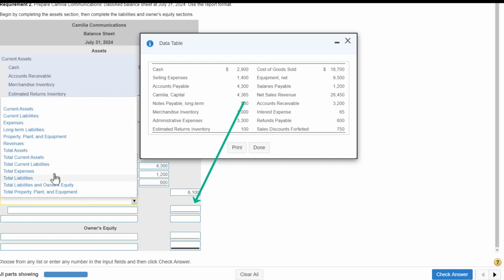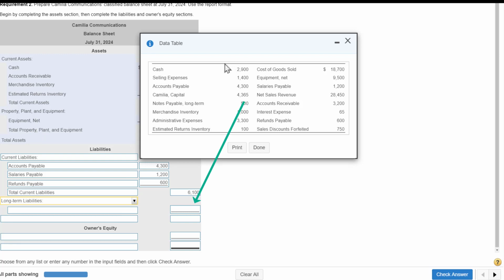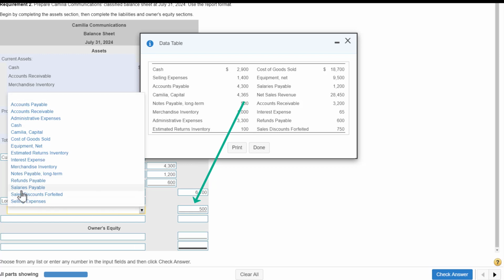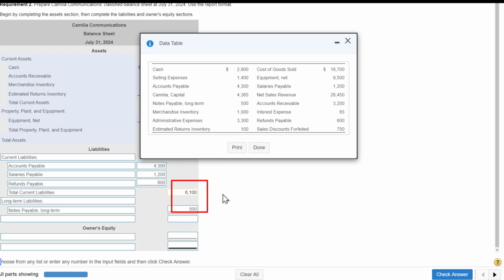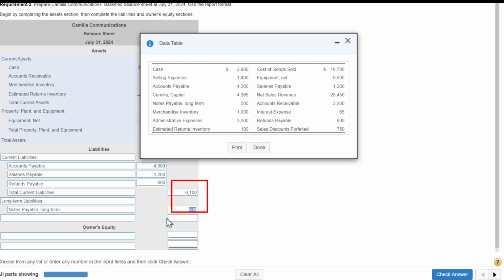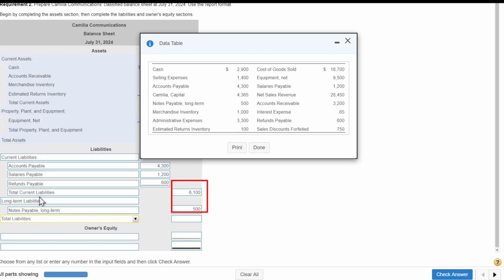Next we have long-term liabilities. Let's see what type of long-term liabilities they have, if any. Here we go: notes payable, long-term. We have $500 of long-term notes payable. Then we've got this black horizontal line, which means we need to do some type of mathematical operation. We're going to do addition: 6,100 plus 500 gives us total liabilities of 6,600.